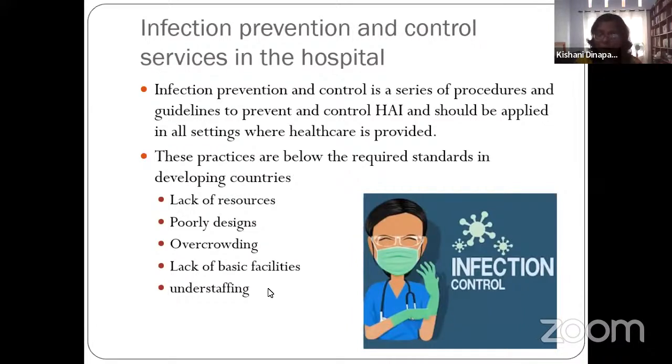Overcrowding, of course, is a problem in our hospitals, along with lack of basic facilities and understaffing. These are the kind of drawbacks in our setting, and these are the things that hold back our infection prevention and control facilities. But even with these things, most of our hospitals are doing a maximum service in infection prevention and control, and I'm very proud to say that our infection prevention and control facilities are at a better standard than any other.